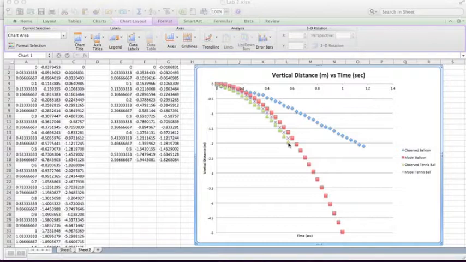The tracker data and the model data were graphed on the same graph. As for the tennis ball, the observed data, which is the green triangles right here, and the model data, which is the purple X's right here, are very similar. For the balloon, however, there's a huge disparity.